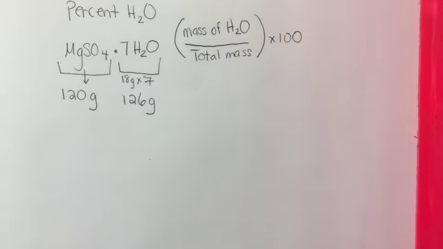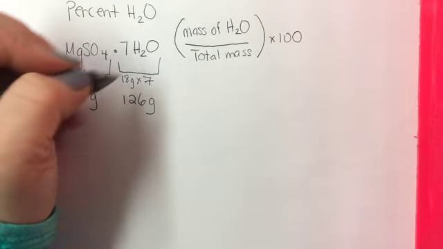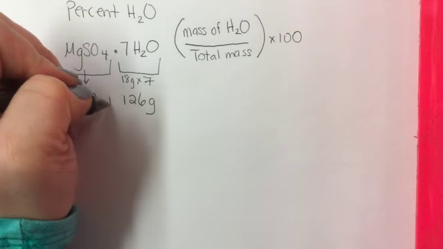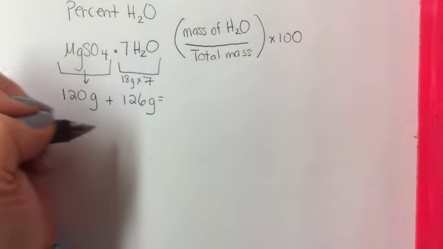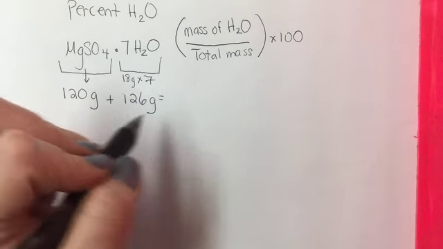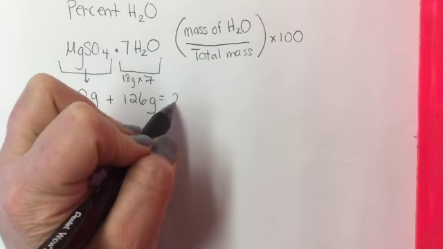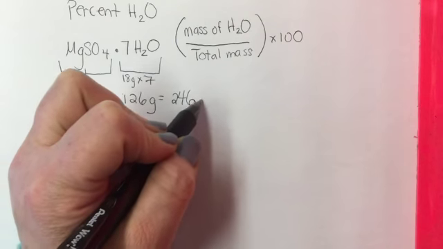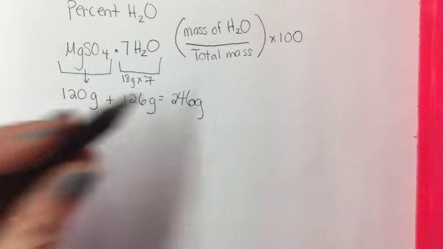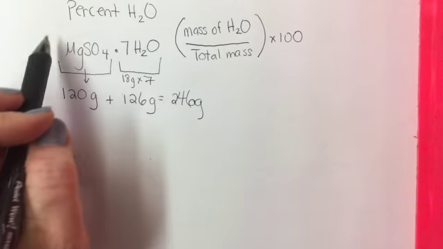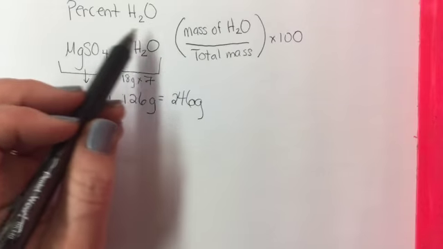Now to find the total mass that I need here, I'm going to add those two masses together. I should get 246 grams. So if you notice what I did, I took 120 and I added 126. So this is the total mass of this entire thing.